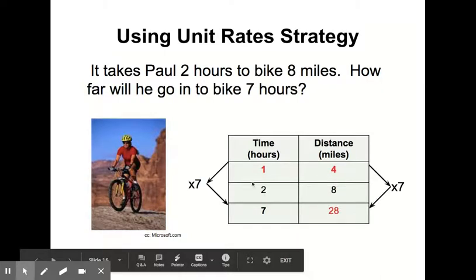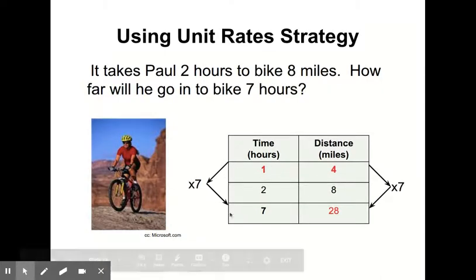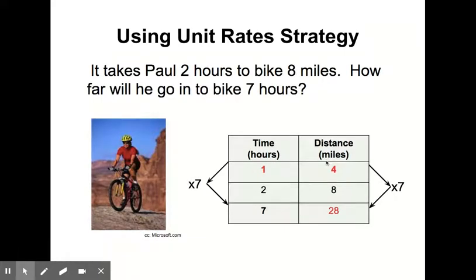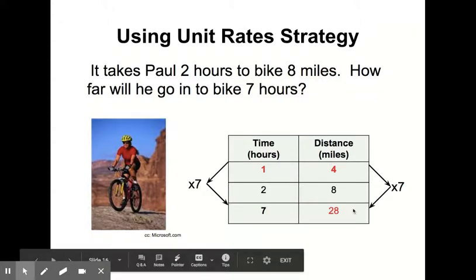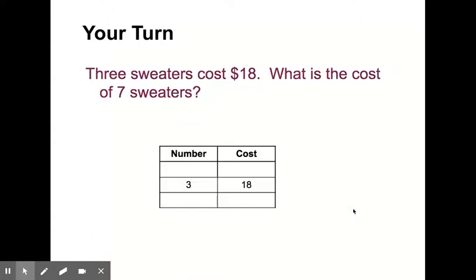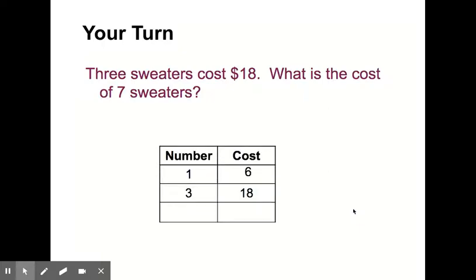And then once I have that, I can multiply the 1 to whatever number I want it to be. So in this case, I want it to be 7. And whatever I did to the 1, I would apply it to the other side, and that would give me 28. So he would go 28 miles in 7 hours. Okay, now it's your turn. 3 sweaters cost $18. What is the cost of 7 sweaters? And what we find is that 1 sweater would cost $6. So 7 sweaters would cost $42.